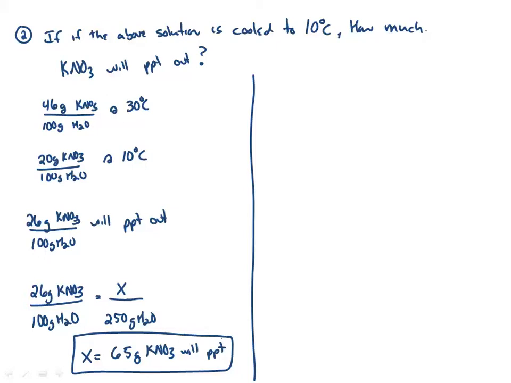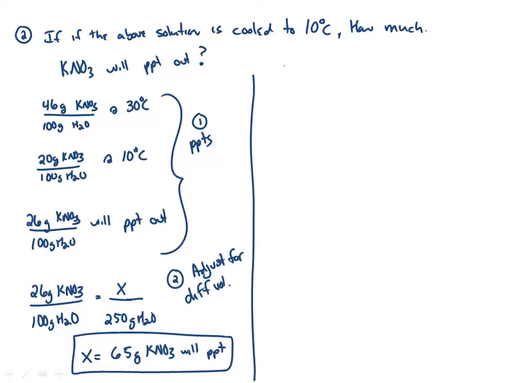That's probably the easiest way, is to take this first part and figure out how much will precipitate out, and then take the second part, where we adjust for the different volume. The other way we can do it is we can say that if I have 115 grams of KNO3 per 250 grams of H2O. Do we have a question?